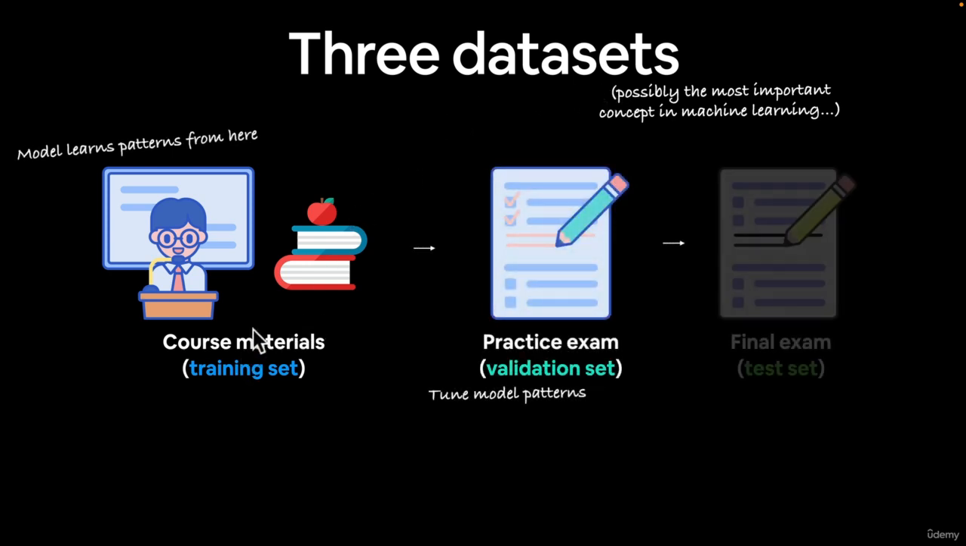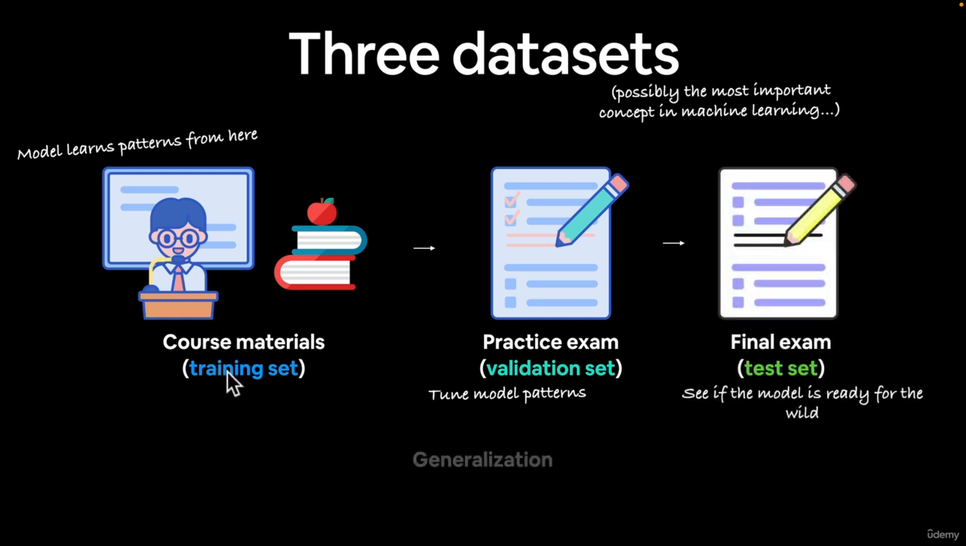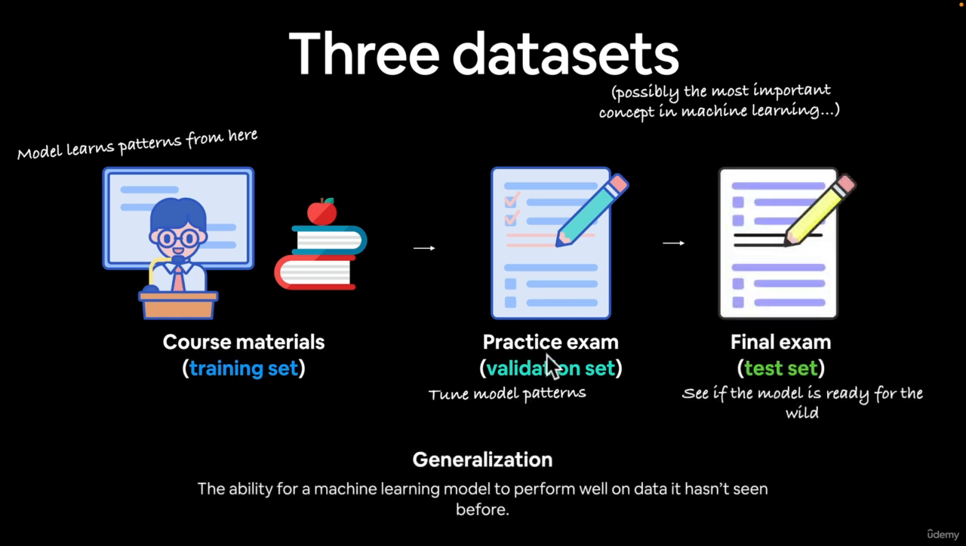So the course materials. Imagine you're at university. This is going to be the training set. And then you have the practice exam, which is the validation set. And then you have the final exam, which is the test set. And the goal of all of this is generalization. So let's step back. Say you're trying to learn something at university or through this course. You might have all of the materials, which is your training set. This is where our model learns patterns from.